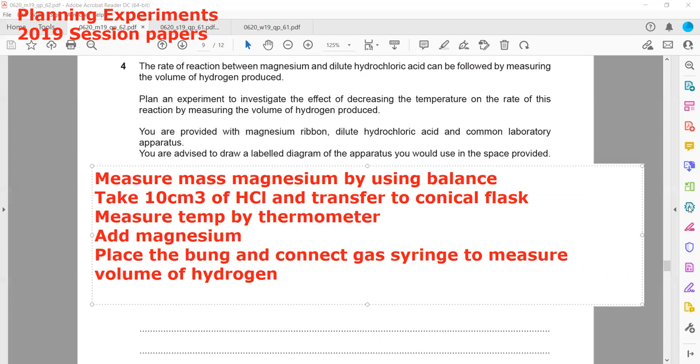Then record the time as well, because we want to measure the rate of a reaction. So whenever we add magnesium, start the timer, place a bung, connect the gas syringe and measure the volume of hydrogen gas given off in, for example, 3 minutes.